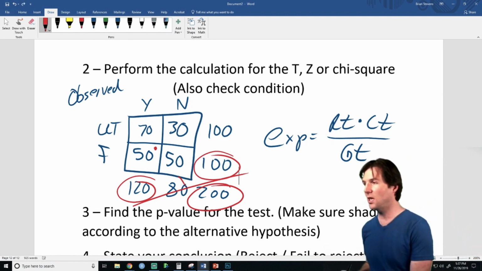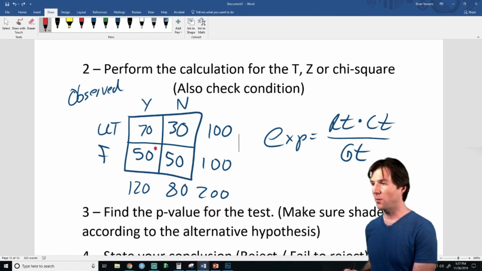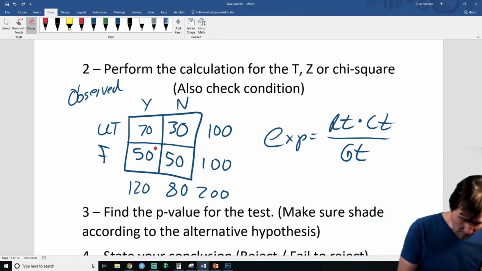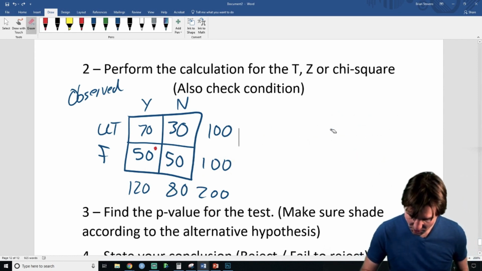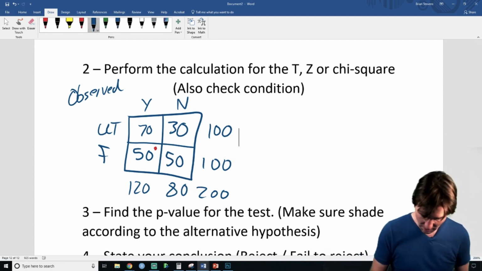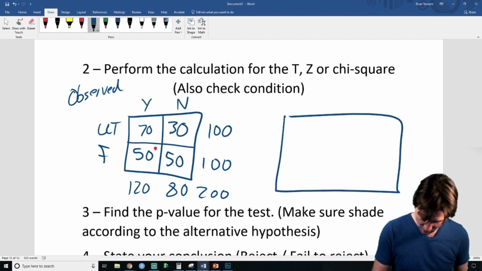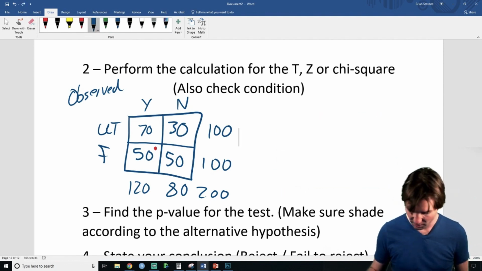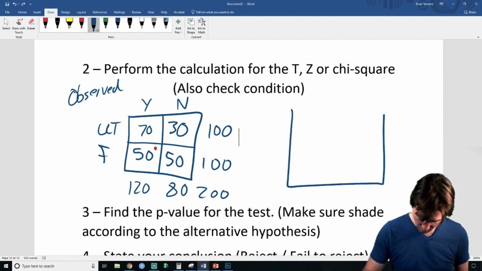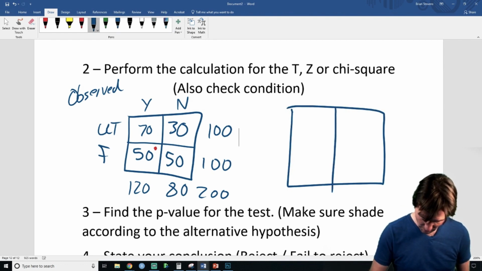So let's reverse time here and do that. I'll probably write a few of these out as we do this. Let's erase all this and put an expected matrix over here. So we're going to draw an expected matrix. Now let's make it a little smaller. Perfect, that's what we want.